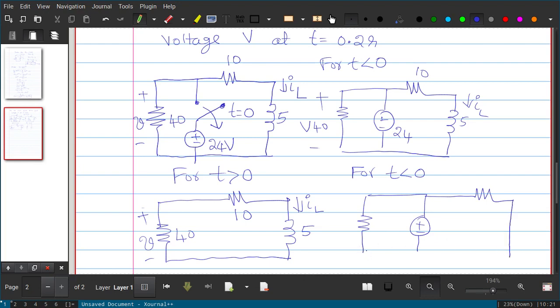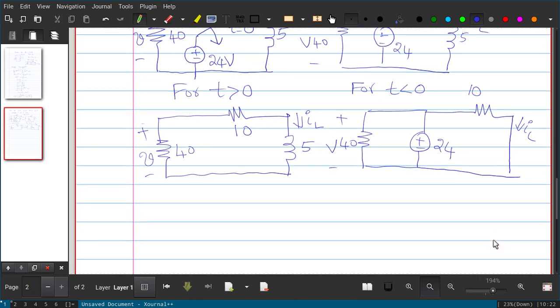This inductor I can write as a short circuit. So this is 10, this is IL, and 24 and 40, and this is V. So the inductor can be replaced by a short circuit. Now for this we can find the initial current, whatever current is flowing through this circuit.